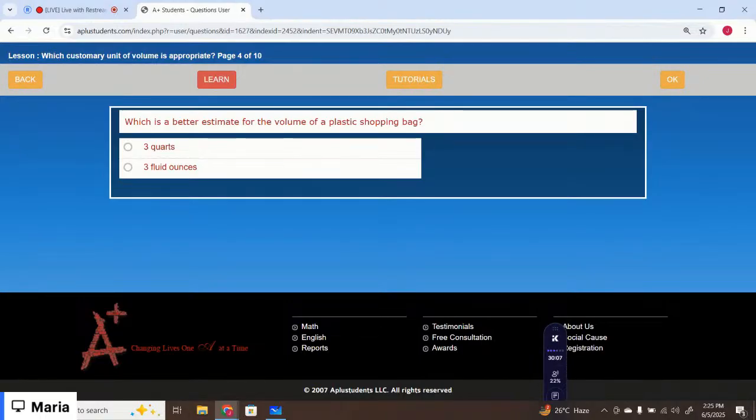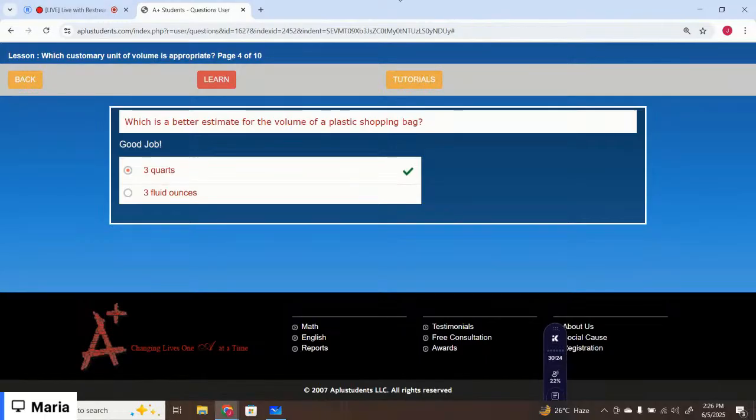Which is a better estimate for the volume of a plastic shopping bag? It would be 3 quarts. Option number 1 is the correct option.